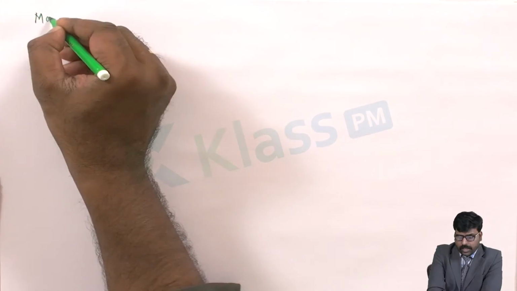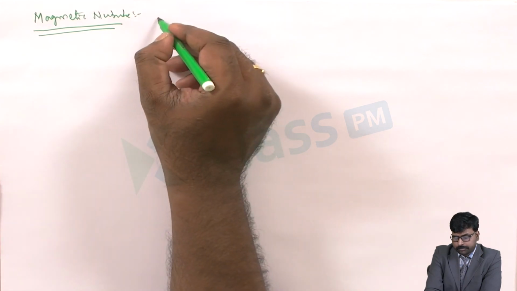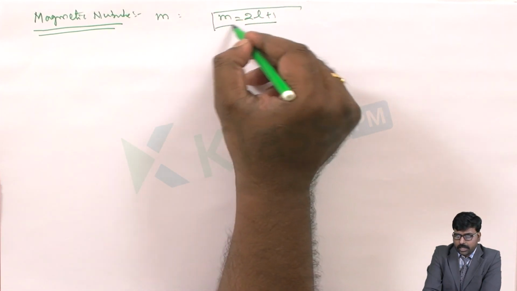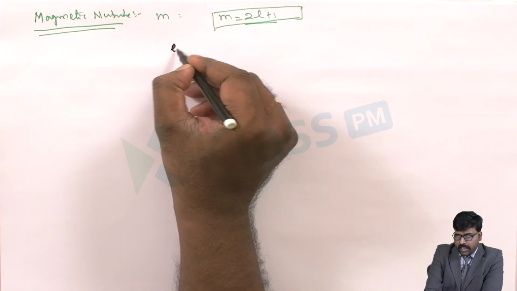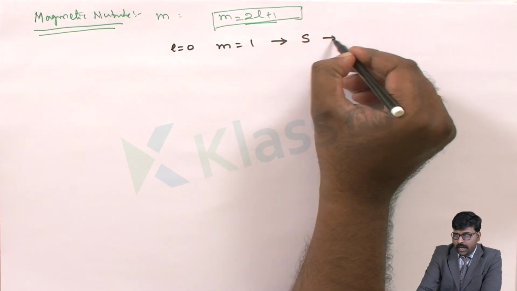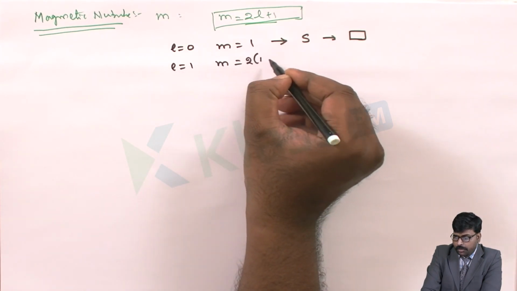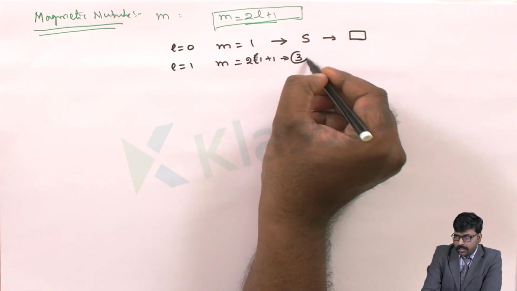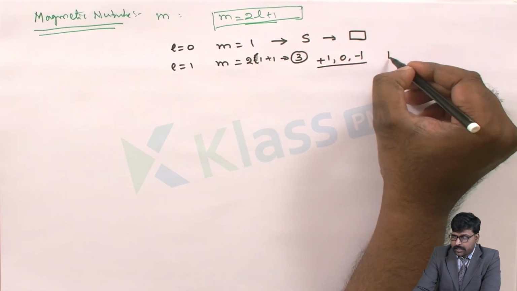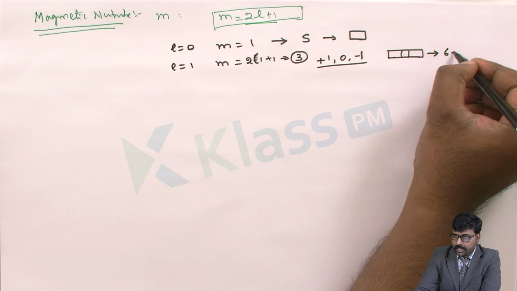After the azimuthal quantum number, we have the magnetic quantum number. The magnetic quantum number is denoted by m, and the number of values is 2L plus 1. Taking into consideration the L value, if L is equal to 0, then m will be 1. That denotes the s subshell, and it has 1 orbital. If L is equal to 1, m will be 2 into 1 plus 1, which is 3. That means it will have 3 values: plus 1, 0 and minus 1. That indicates 3 orbitals. In these 3 orbitals, we can accommodate 2 electrons each, so that will be 6 electrons.